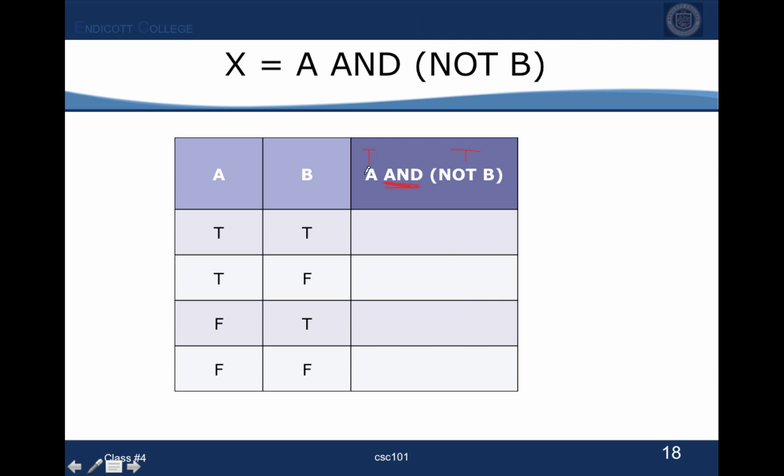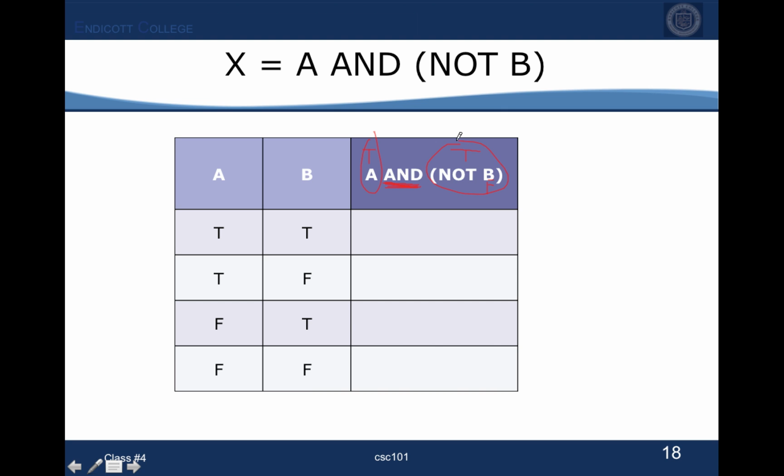Okay, so what does that mean? That means A has to be true, which means I'm in these 2 cases. But not B also has to be true. So remember, not B is sort of the opposite of B, or the not flips it, right? So how is not B true? Well, B itself would have to be false. So if B is false, not B, remember not flips it, would then be true. Oh, okay. And the only way I get true from an AND statement is if both pieces are true.